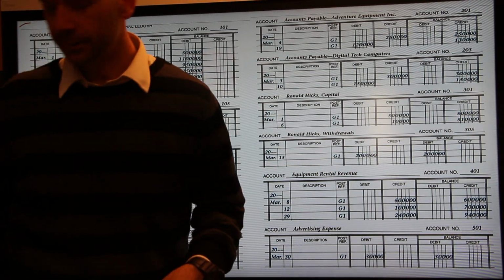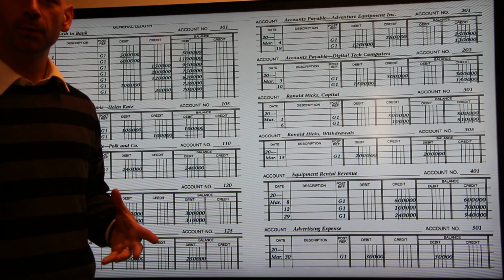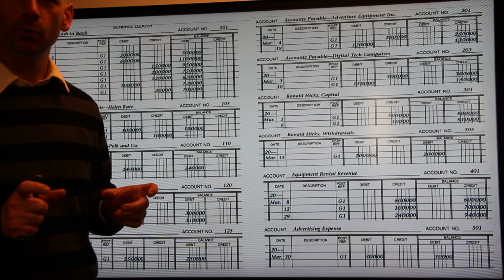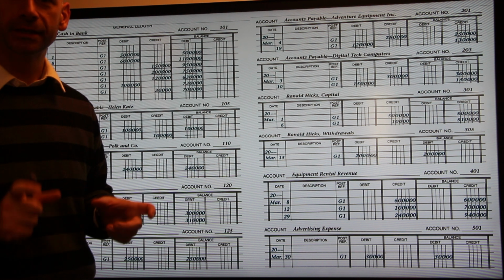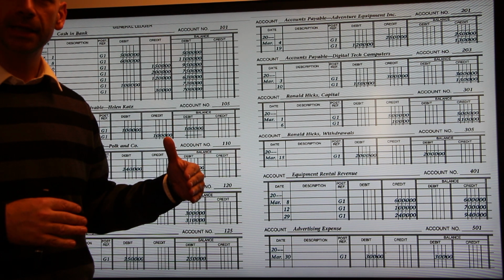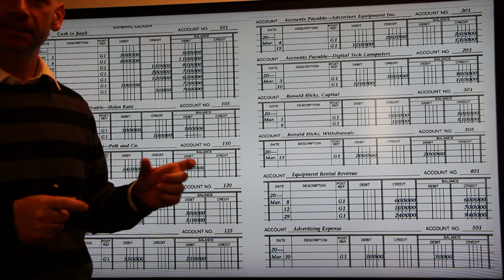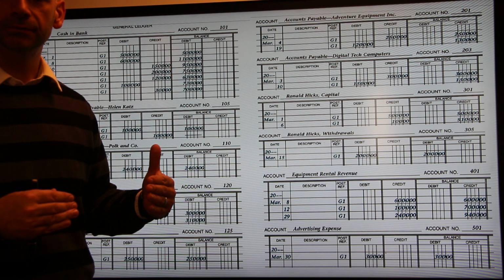Alright class, welcome back. Today we're going to finish chapter 7. If you recall, in the first part of chapter 7, we were taking our journal entries and moving them over into the individual general ledger accounts. In the journal, we recorded all of our transactions as they took place, and then we posted them, or moved what happened in a specific account over to its individual ledger account.